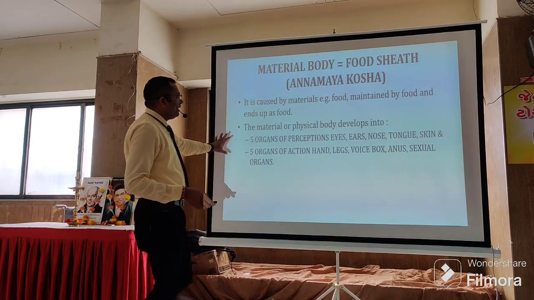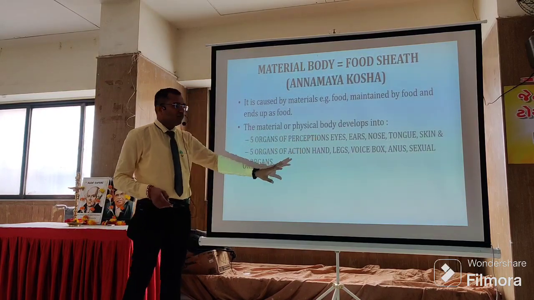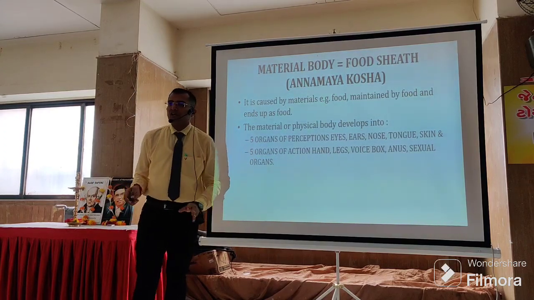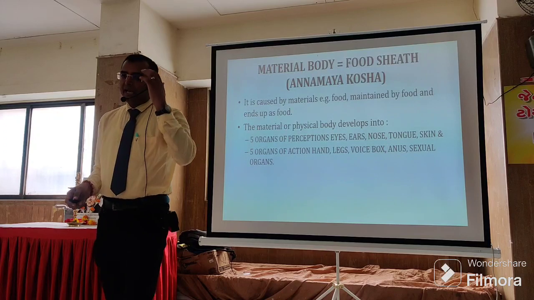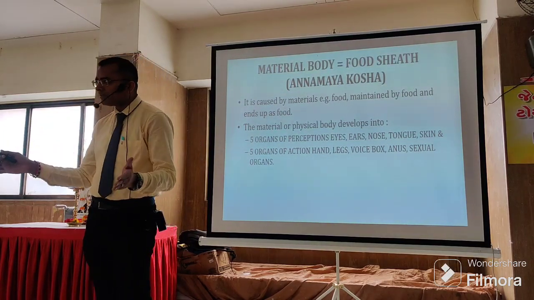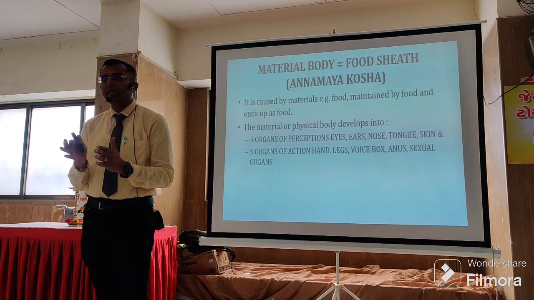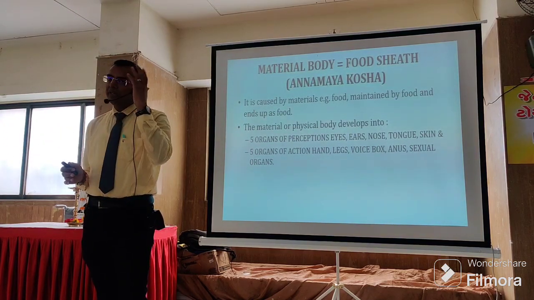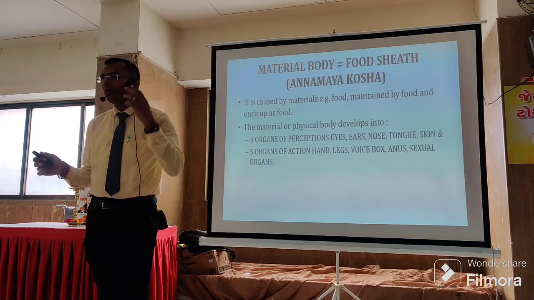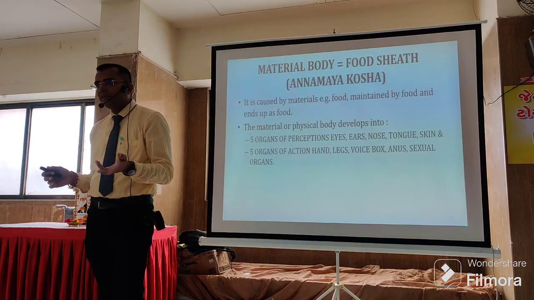So in the material we have these organs. So what are the 5 organs of perception and 5 organs of action? The 5 organs of perception are our senses: eye, ear, nose, tongue and skin. This is the anatomy that has developed. Previously the anatomy is needed. If we don't have an eye, can we see? No. If we don't have an ear, can we hear? No.